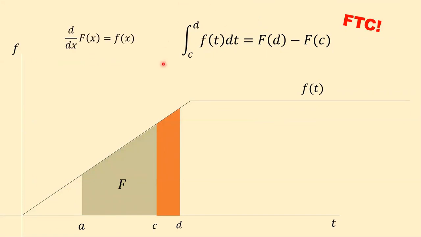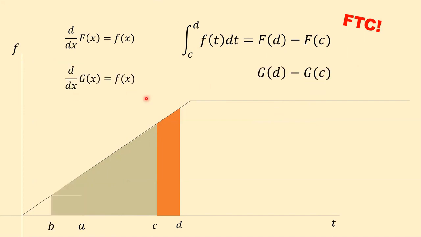So I want to emphasize, this is true provided that the derivative of big F is lowercase f. As long as big F is an antiderivative of lowercase f, this formula works. And that means we could equally well apply it with big G. Big G, where we measured the area not from this endpoint a, but from this endpoint b, the derivative of big G is also lowercase f. It's another antiderivative. So you could also express this integral as the antiderivative G evaluated at d minus the antiderivative G evaluated at c. It doesn't matter which antiderivative you use.